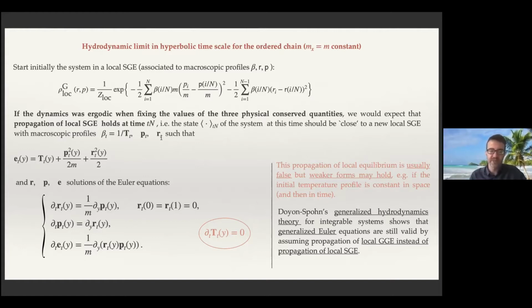which are solutions of some Euler equations. So this is what we expect, in particular in the case where you have some nonlinear potential, if the dynamics is not completely integrable. And of course, it will not be true for the harmonic chain here with constant masses. But if you do as if it was true, then you will get these Euler equations.